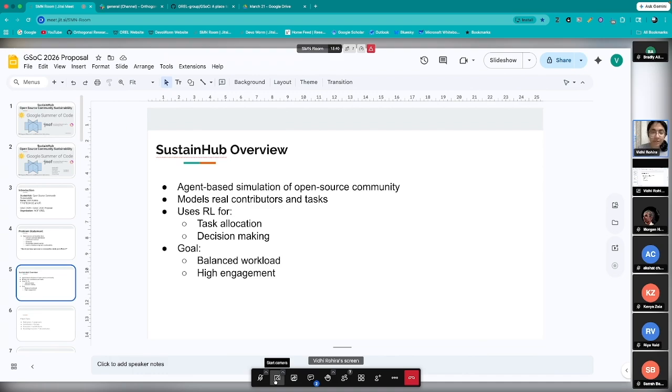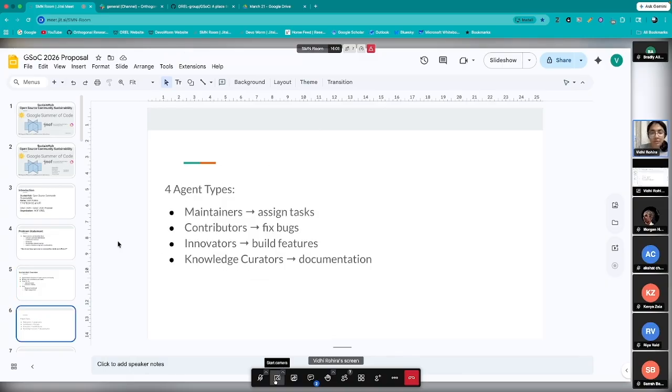The overview of the project is that it is an agent-based simulation of the open source community, and it models the real contributors and tasks. I have used reinforcement learning for task allocation and decision making, and the goal was to have balanced workload and high engagement. I categorized the whole thing into four agents: maintainers for assigning the tasks, contributors for fixing the bugs, innovators for building features, and knowledge curators for documentation.